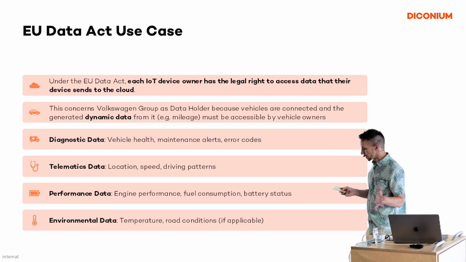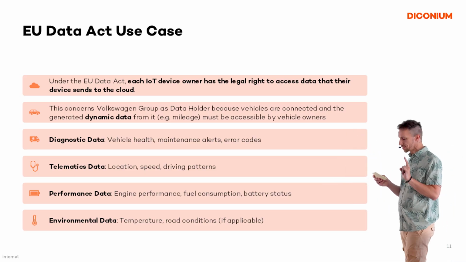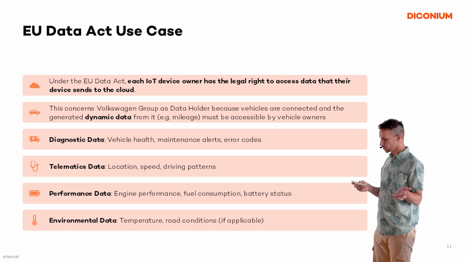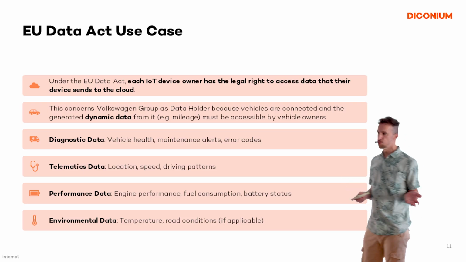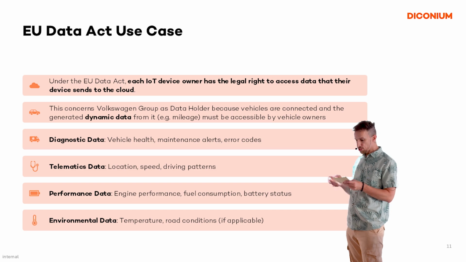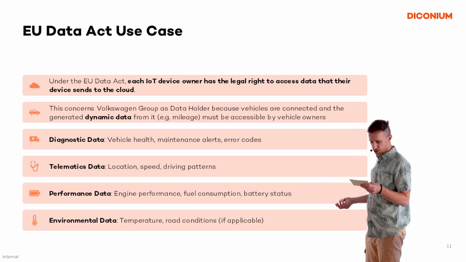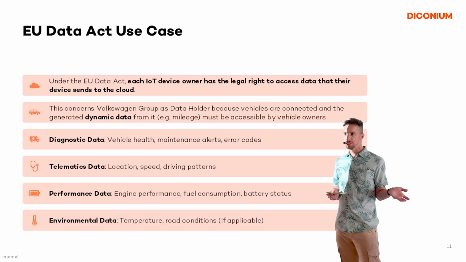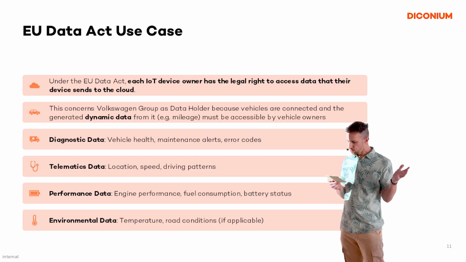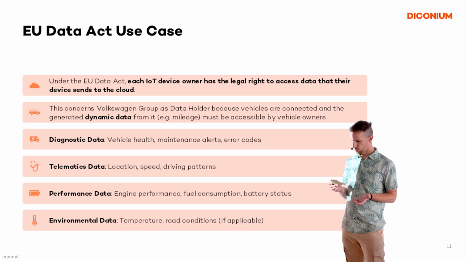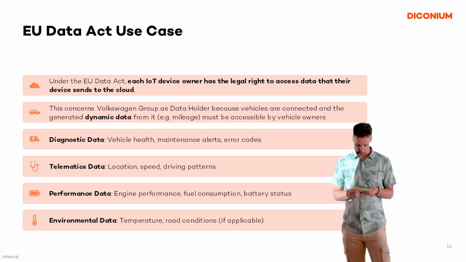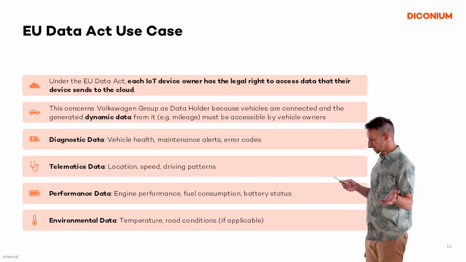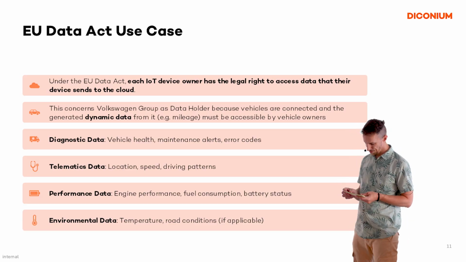Coming back to the EU Data Act. The EU Data Act says each IoT device owner has the legal right to access data which was sent to the cloud. The car is nowadays also an IoT device. The vehicles are connected and they are sent permanently data which must be accessible by the vehicle owners. This includes, for example, vehicle health, location, speed, driving patterns, and many more.